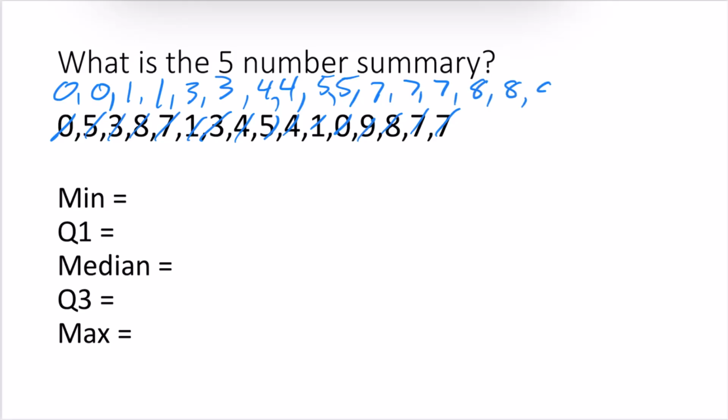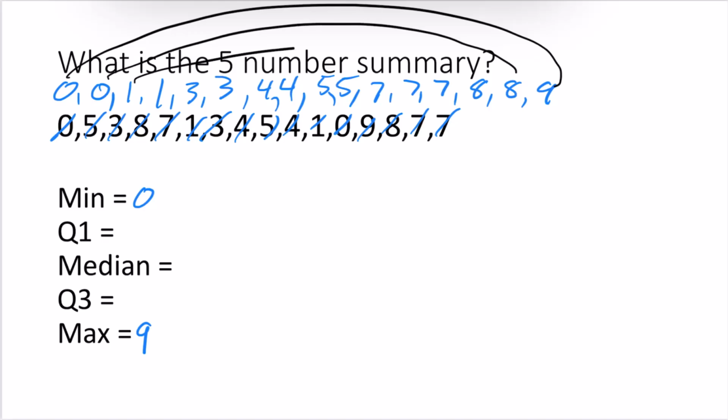So I write out my data set in order, and then I need to find the middle of my data set. Well, actually, I can go ahead and fill in my minimum and maximum right now. So I know the minimum is 0, the maximum is 9. And to find the median, I'll just connect my outermost data points to find the center. And it looks like on this one, the median is going to be 4.5 again. So my median is 4.5, and that's exactly in the middle of 4 and 5.